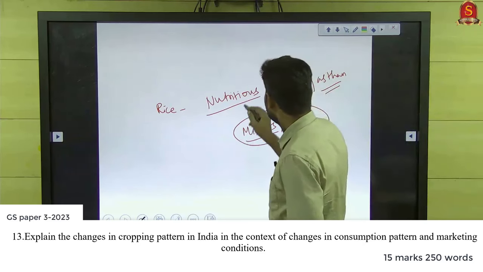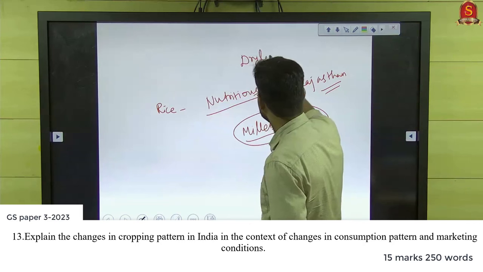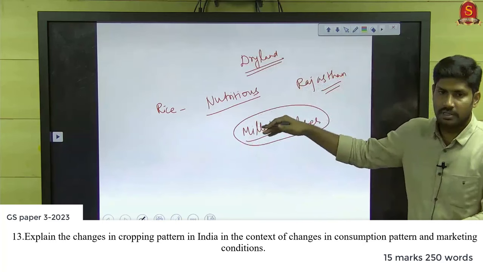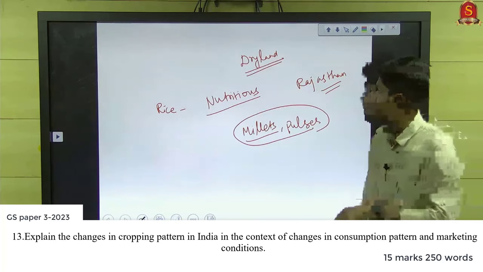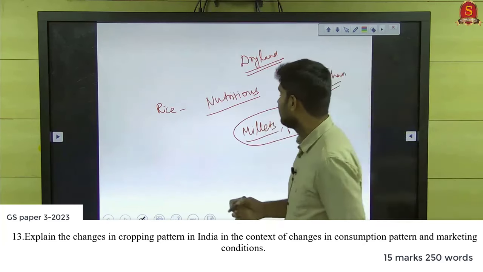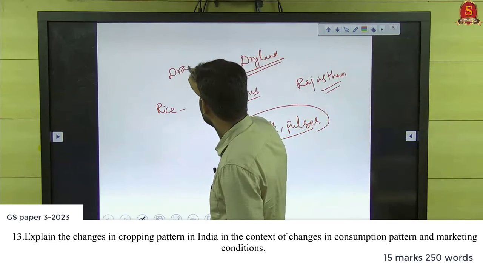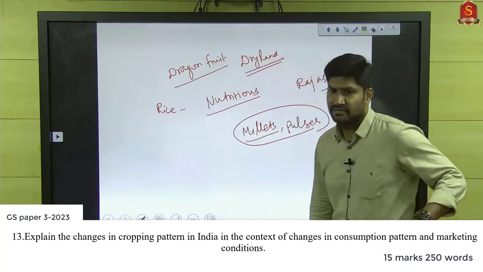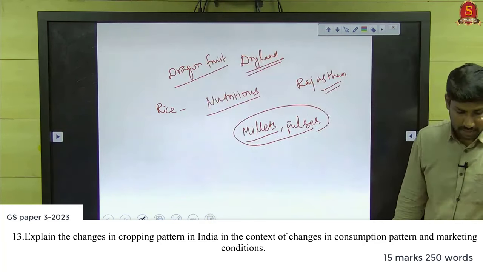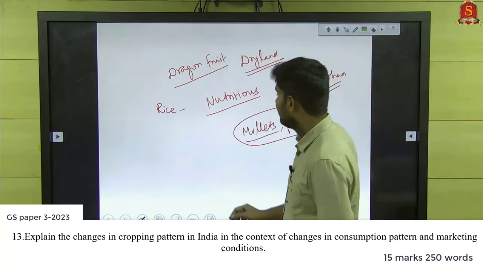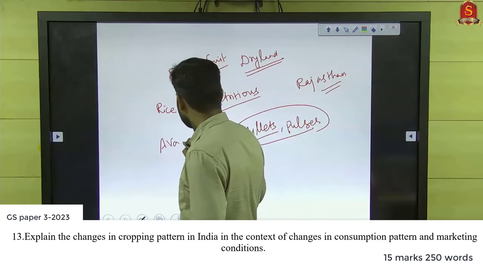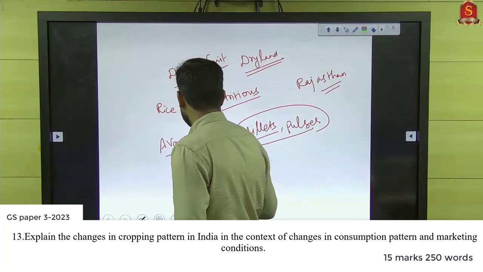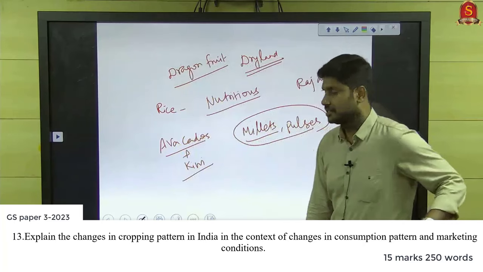Then again, especially in the dryland and rainfed regions, because of health consciousness, many farmers are recently cultivating dragon fruit. I think this is one of the exotic fruits, but the area under dragon fruit cultivation is increasing in the dryland areas. Then again in Himachal Pradesh, avocados and kiwi fruits, their cultivation is also increasing in the Himachal region.